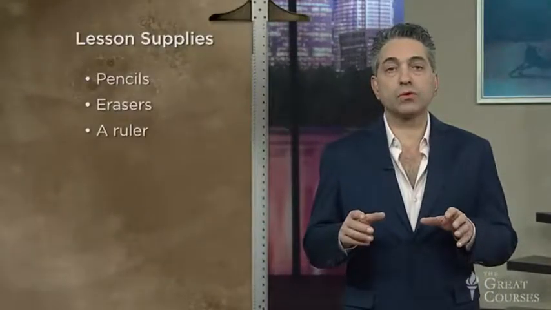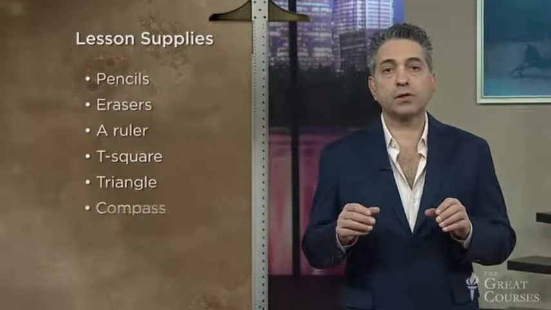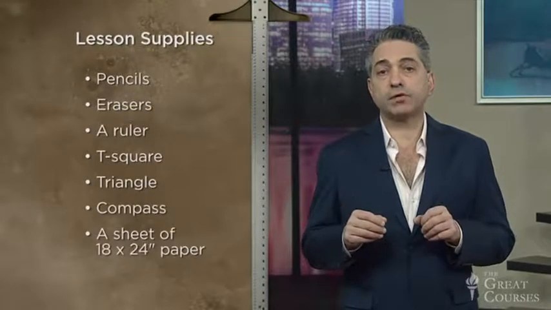In this lecture, we'll talk about the underlying structures of rectangles, because that's the shape of most of the drawings we make. Artists refer to this as the armature. For this lecture, you'll need pencils, eraser, a ruler, your T-square, triangle, compass, and a sheet of 18 by 24-inch paper.